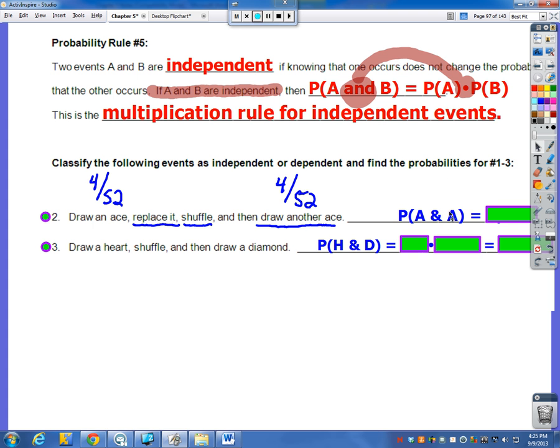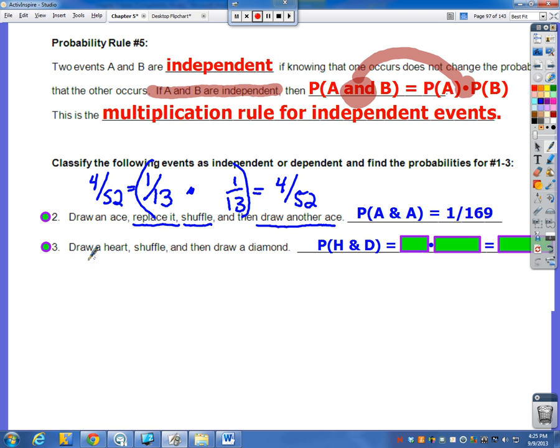So the probability of an ace and an ace ends up being a 1 in 169 chance. Now you might go, well, wait, how did you get 1 out of 169 when you have these two probabilities of 4 out of 52? Well, 4 out of 52 really simplifies to be 1 in 13. And since these two events are independent, then I may multiply together their probabilities. And 1 times 1 across the top is 1, and 13 times 13 across the bottom is 169.